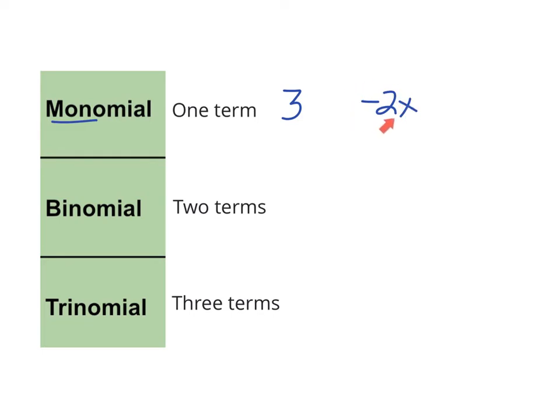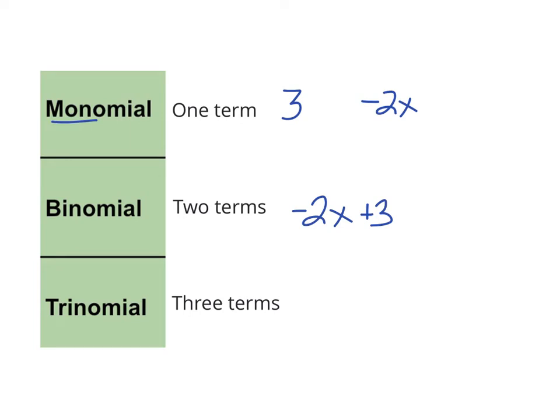Those are monomials. I understand that there is a number and a variable here, but this is 1 term. Remember, a term is a product, so it's negative 2 times x. This is a single term, so this would be a monomial. This constant is also a monomial. For 2 terms, I could put them together. I'm going to put it in standard form, though. Negative 2x plus 3 would be a binomial.